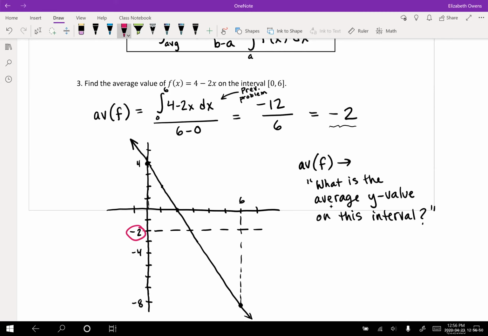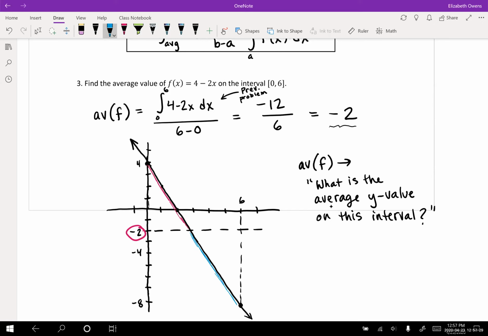And graphically, we can kind of see that. Since this is a nice straight line, negative 2 is smack dab right in the middle between 4 and negative 8. It's 6 units away from each of those. So it's right in the middle there. And since our interval is nice and evenly balanced, 0 to 6, half of the y values are above negative 2. So half are above y equals negative 2. And then the other half of the y values down here are below negative 2.